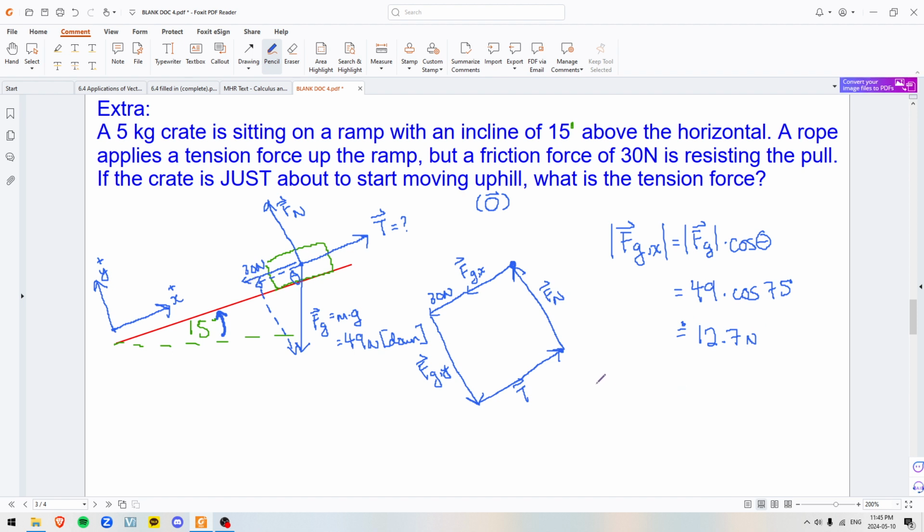So the magnitude of the tension is the same as 30 newtons plus 12.7 equals 42.7 newtons. My tension is 42.7 newtons to the right, or I guess up ramp is the best way to describe it. There is no northeast, southwest in this situation.